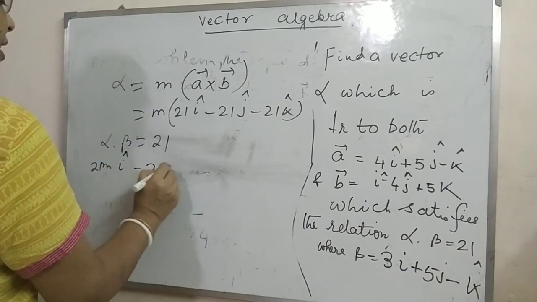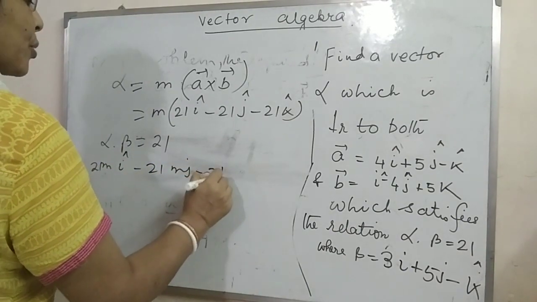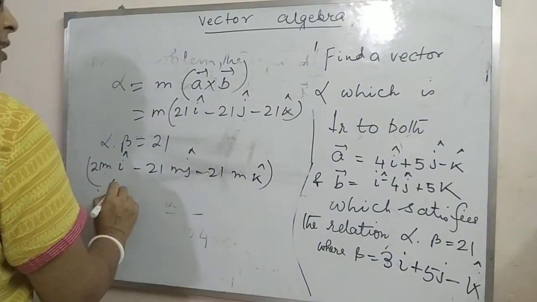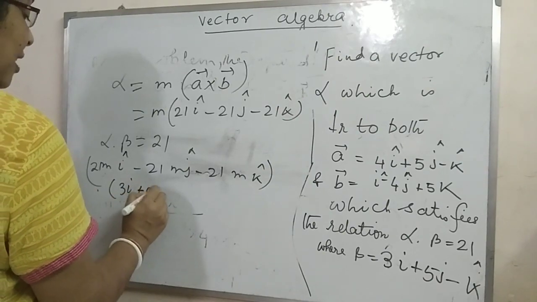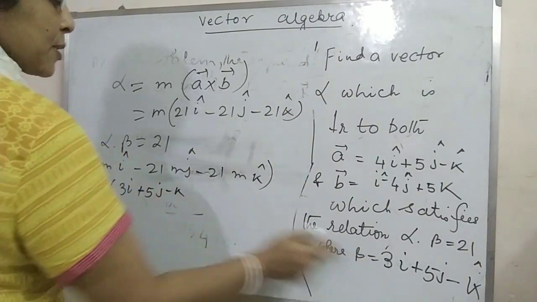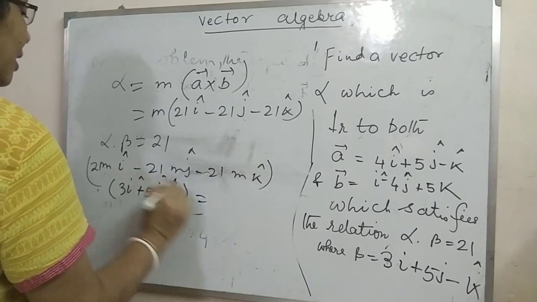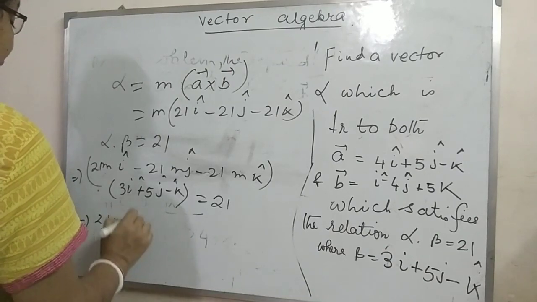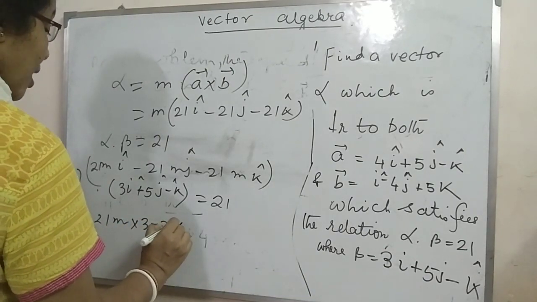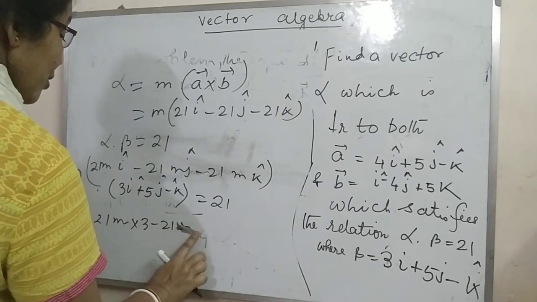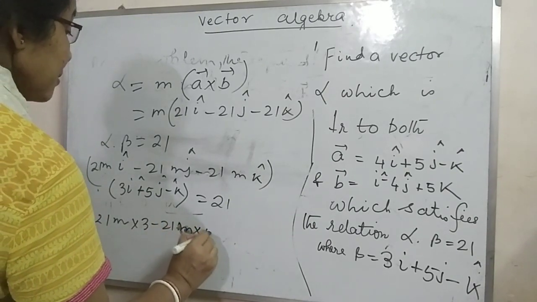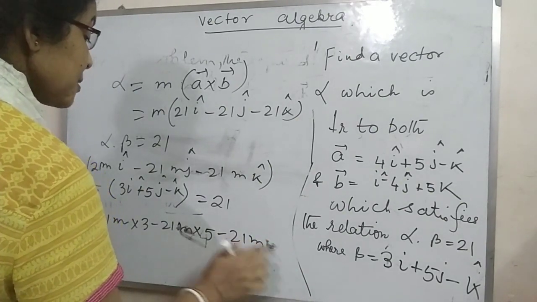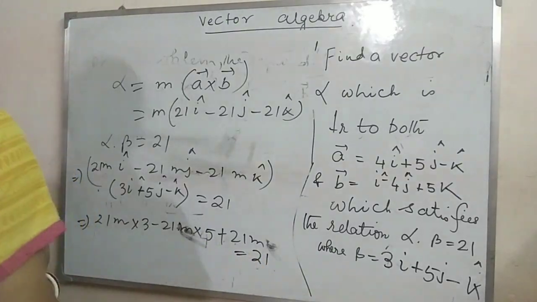21mi minus 21mj minus 21mk dot 3i plus 5j minus k, that means beta, this is equal to 21. I can write it in this way: 21m into 3 minus 21m into 5 minus 21m into minus 1, that is plus 21m, this is 21.